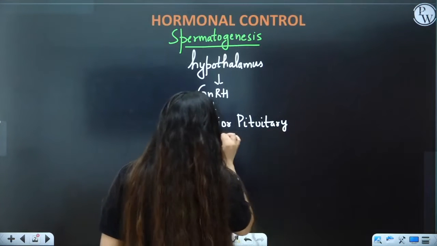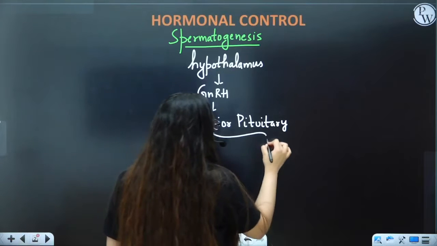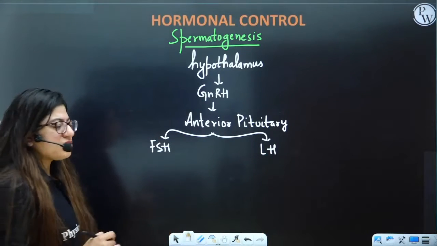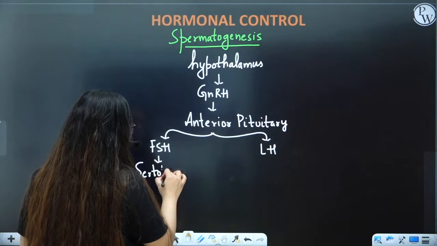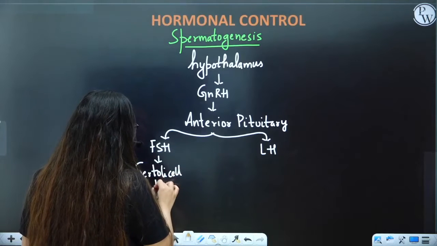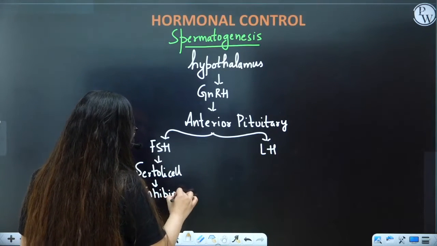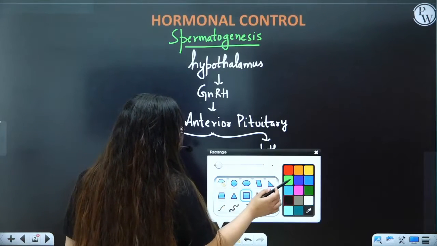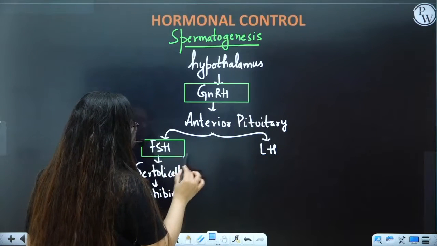The anterior pituitary will secrete two hormones. One is follicle stimulating hormone and another is luteinizing hormone, right? So this FSH will go to Sertoli cells. Which cells? Sertoli cells. And Sertoli cells will secrete inhibin. Yes, so Sertoli cells also secrete a hormone. Whatever are hormones, I'm going to put them in a box so that it becomes clearer to you. So these all are hormones.